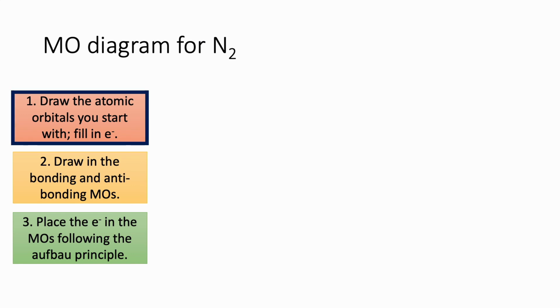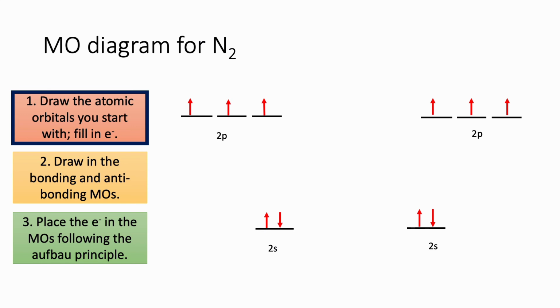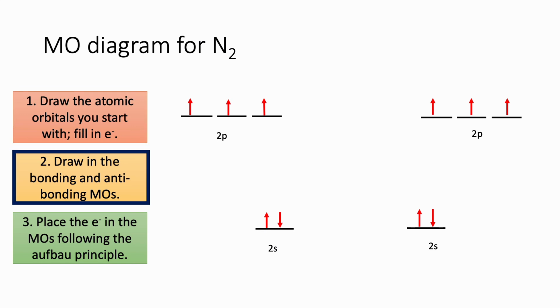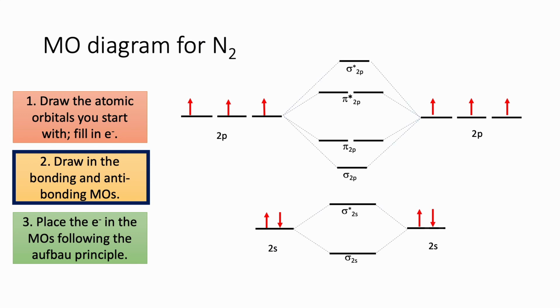Start with our atomic orbitals. Again, nitrogen's valence shell is the 2 shell, and we have both 2s and 2p electrons. Nitrogen has 5 valence electrons, 2 in the 2s, 3 in the 2p, and of course the other nitrogen has the same electron configuration. Now we get to draw in our bonding and anti-bonding molecular orbitals. And I again have the same setup that I had before.